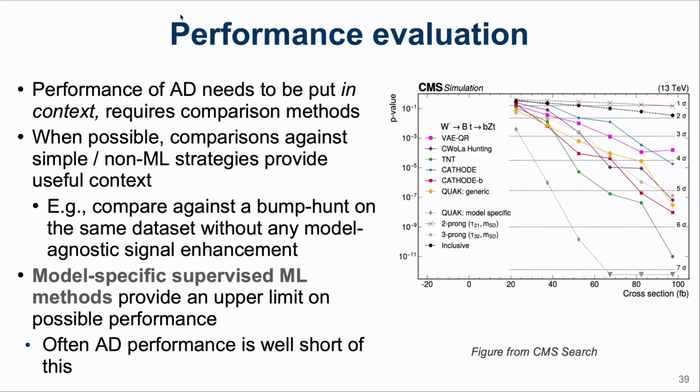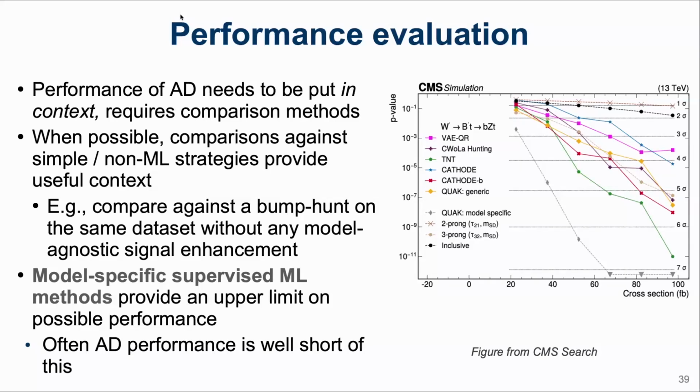Okay, whenever you evaluate the performance of these anomaly detection methods, I think you need to keep in mind the context of them. I think they're never going to be optimal, right? If you know exactly what you're looking for, you should just train a supervised classifier to look for that. That's going to be better than these more general purpose methods for sure. So that's a useful baseline to keep in mind.